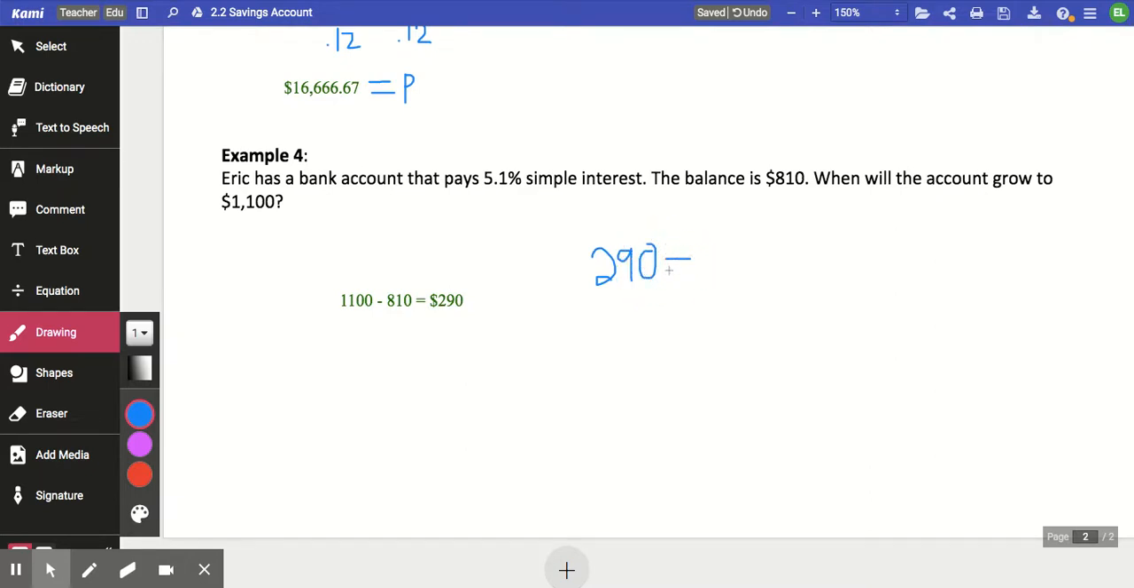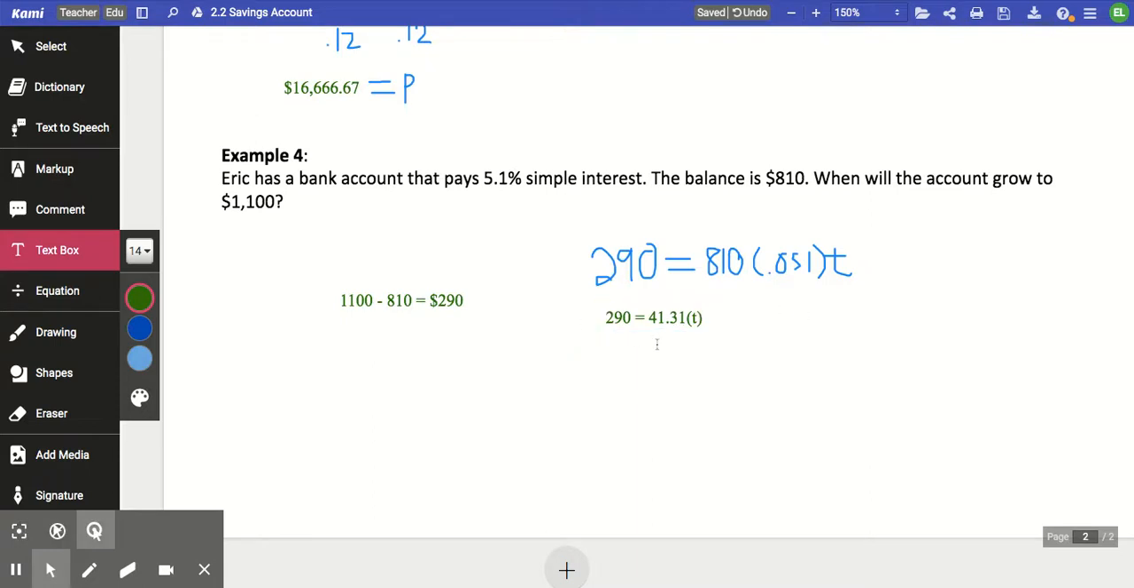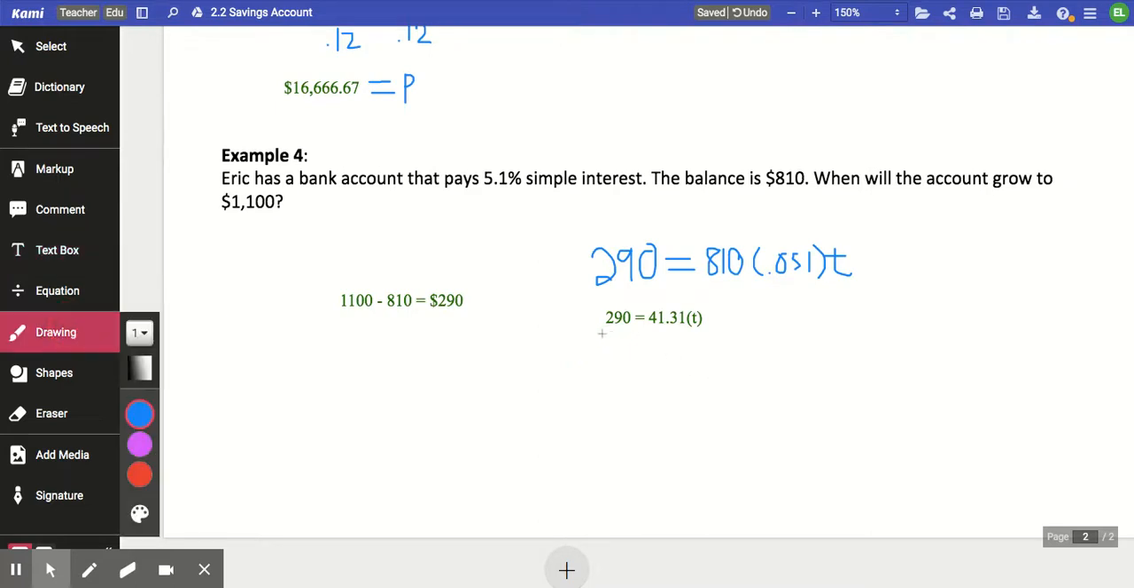So we'd say 290 equals, start with 810, multiplied by our interest rate of 5.1%. And then we are solving for the value of t. So once we simplify this, we get 290 equals 4131 times t. So to solve, we divide everything by 4131, and that tells us that the amount of time this is going to take will be approximately 7 years.